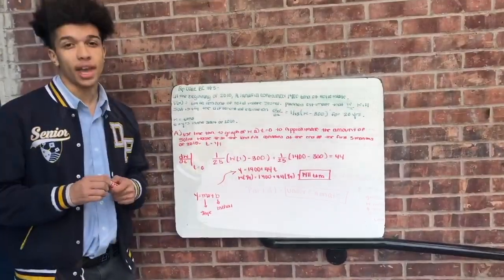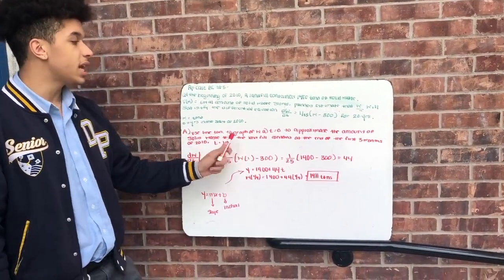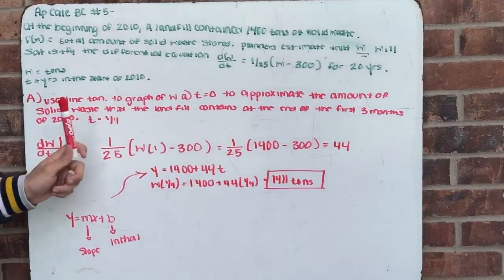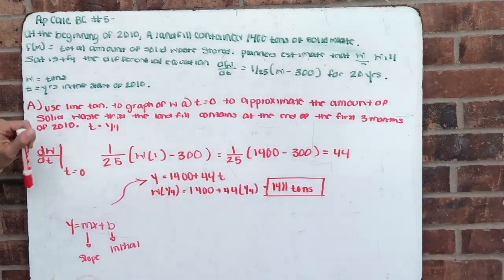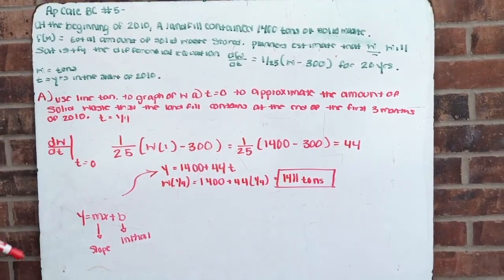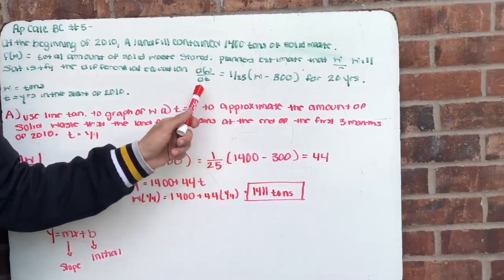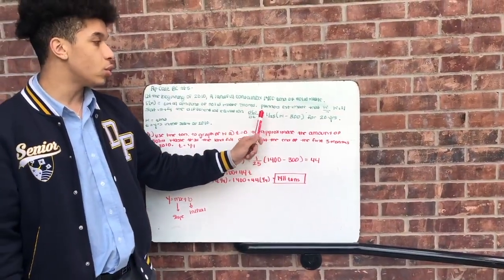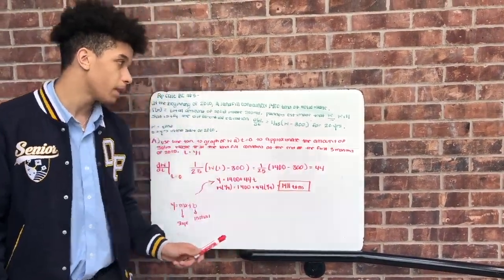Underestimate. Okay, so for question number 5, part A, we have to use the line tangent to the graph at t equals 0 to approximate the amount of solid waste the landfill contains at the end of the first 3 months of 2010. And we know that t is equivalent to 1/4. So, in order to solve this question, we have to use this equation right here, which is dW/dt is equal to 1/25 (W minus 300).